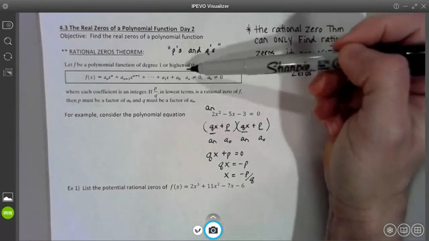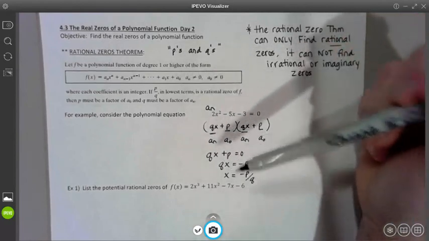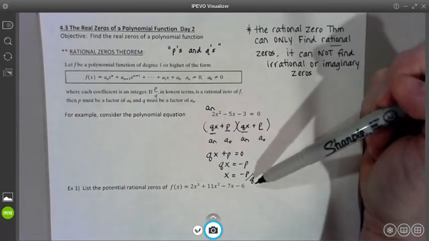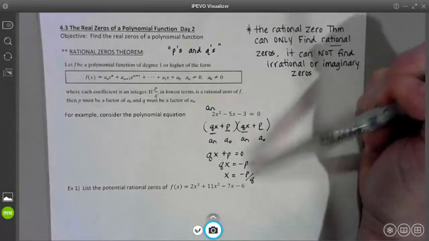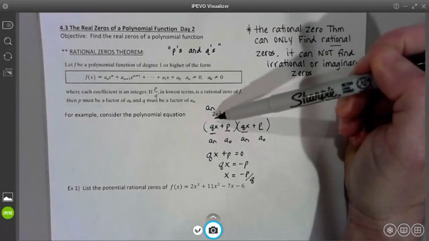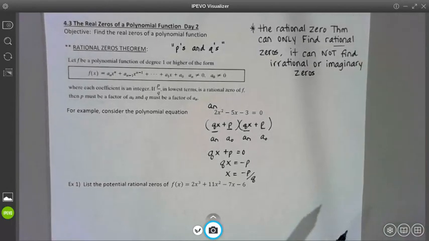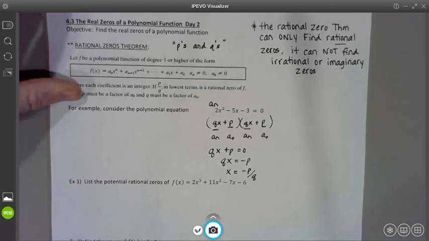And that's what the rational zero theorem is saying. If you are a real zero, p over q, then p must have been a factor of the constant and q must have been a factor of the leading coefficient, all right? That's what the rational zero theorem is saying. So we can use that to come up with a list of possible zeros for given polynomials, all right? All right, so let's look at example 1.